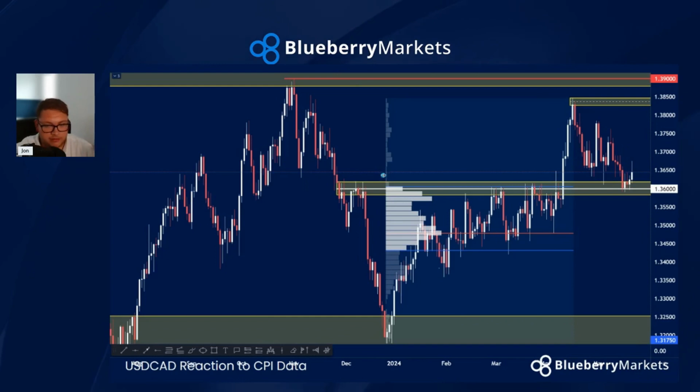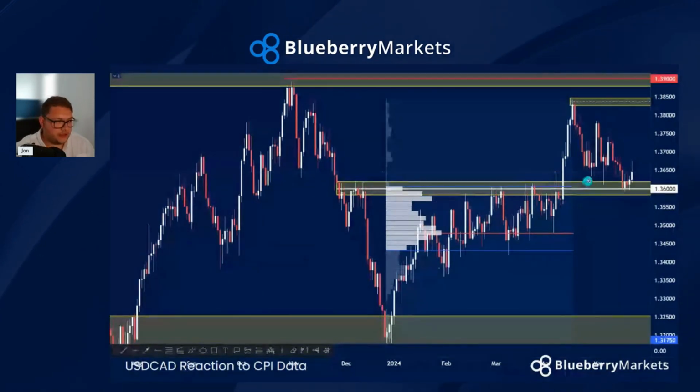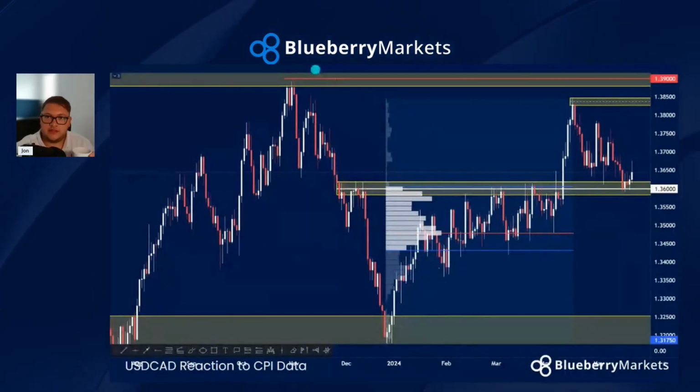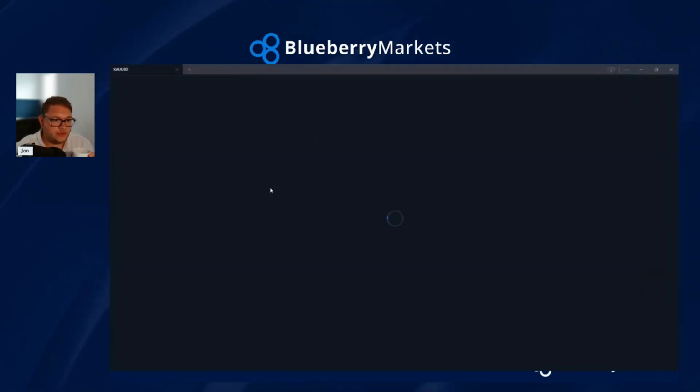Obviously, I might be wrong, but with all the information that we've had here today, I don't really see that happening at this moment in time. But guys, let me know what you think. Do you think dollar CAD is going to breach 136, or do you think it's going to continue higher? Let me know. I'm just going to bring up a chart.